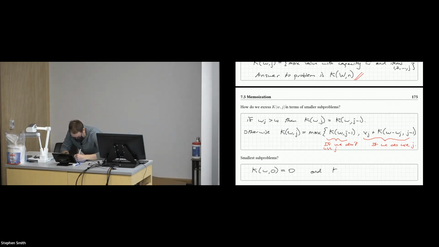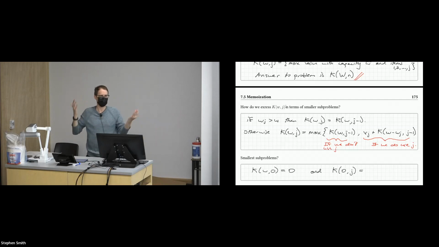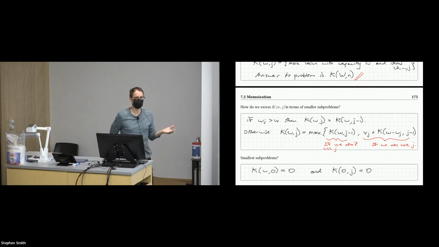And the other is equally easy to think about. My backpack can't hold anything, and I have items 1 through J to consider. Again, nothing, because I can't fit anything in my backpack, assuming all items have positive weight, which is when this problem makes sense.